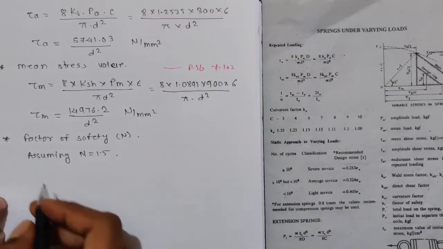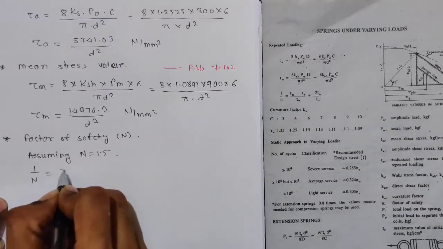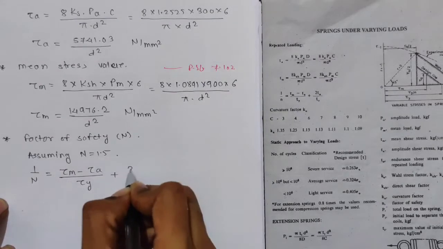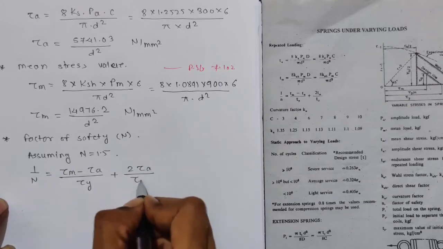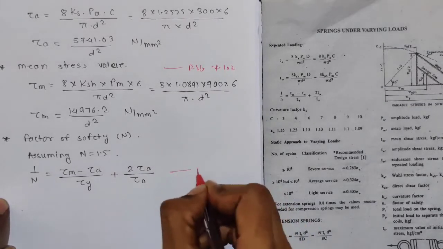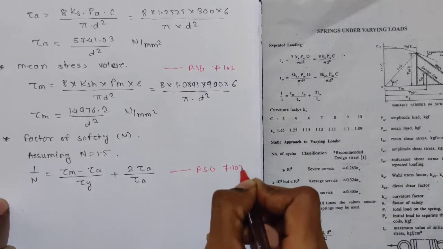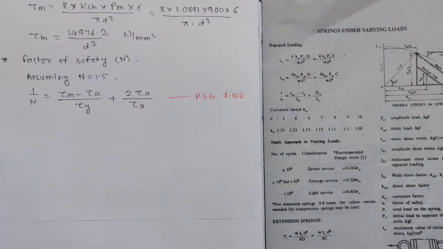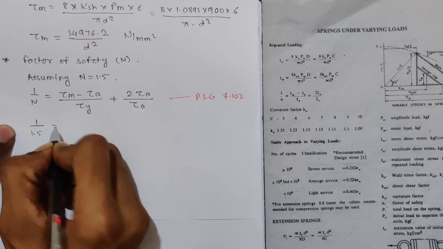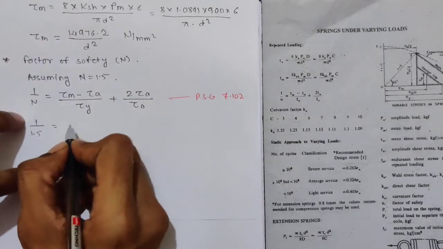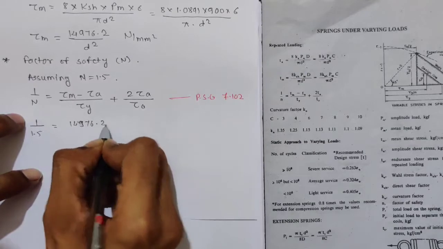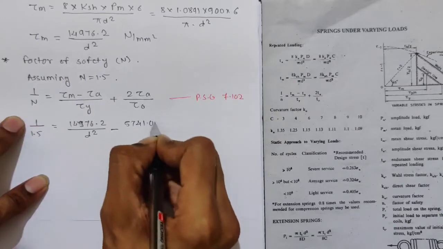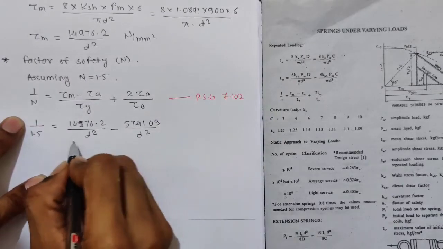Alright, so the formula reads 1 upon n is equal to tau m minus tau a divided by tau y plus 2 tau a divided by tau 0. This is from PSG 7.102. Alright, now I'm just putting the values. 1 upon 1.5 is equal to, now tau m is 14976.2 upon d square minus tau a is 5741.03 upon d square divided by tau y.